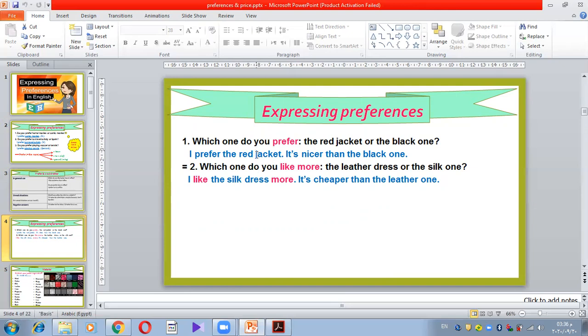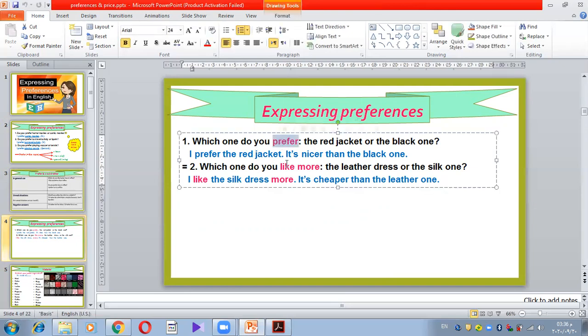It's the same. I can ask you the same question, and instead of using prefer, I can say like more or like better. Which one do you like more? The leather dress or the silk one? I like the silk dress more. So don't forget, don't stop at this. Don't say I like the silk dress and just stop. No, you have to say more because it shows that that's what you prefer. Okay, it's cheaper than the leather one.